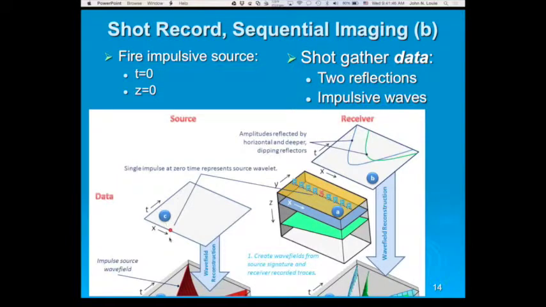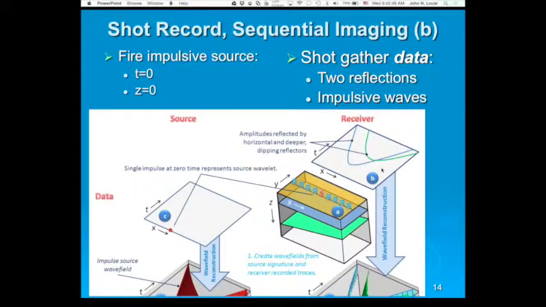So in the source domain, we fire an impulsive source at t equals zero, and at x equals something non-zero in the middle, but it's at z equals zero as well. So this red dot here represents that single source wavelet. That's the source, as Sava and Hill are referring to it, the source in the data domain. And then the receivers in the data domain, we're more familiar with those. Notice there are no direct waves. If there were direct waves, that would be the source in the data domain, but we're assuming the direct waves are not there.